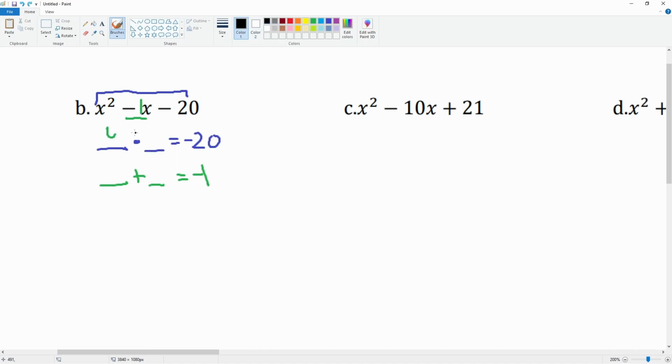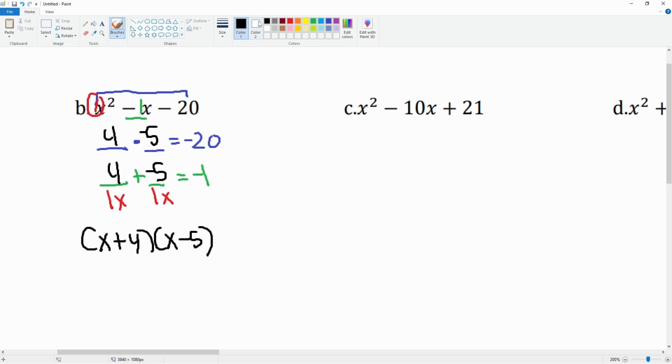Okay. Let's see what has to be negative though. 4 and 5. When you add them, it becomes negative 1, so the negative has to be on the larger number. We divide by this 1x because that is what's in front. They do not simplify, so you just get x plus 4 and x minus 5 as the solution.